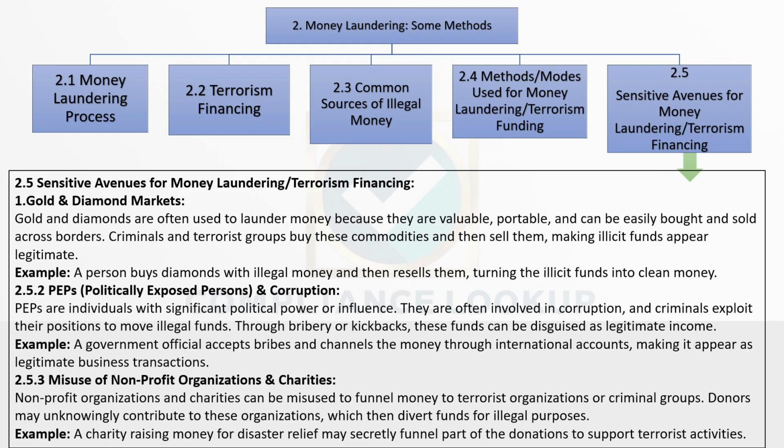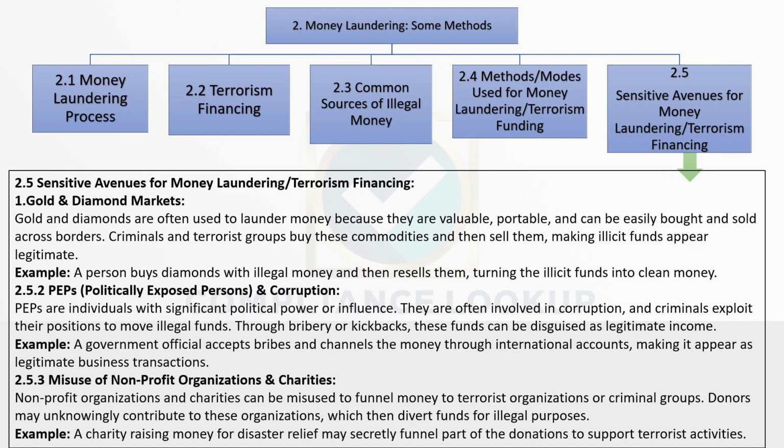Example: a government official receives a $1 million bribe from a company in exchange for approving a lucrative contract. To hide the source of the bribe, the official channels the money through several international bank accounts, registering the funds as business payments or consultancy fees. This layering process makes it harder for investigators to trace the funds back to corruption.